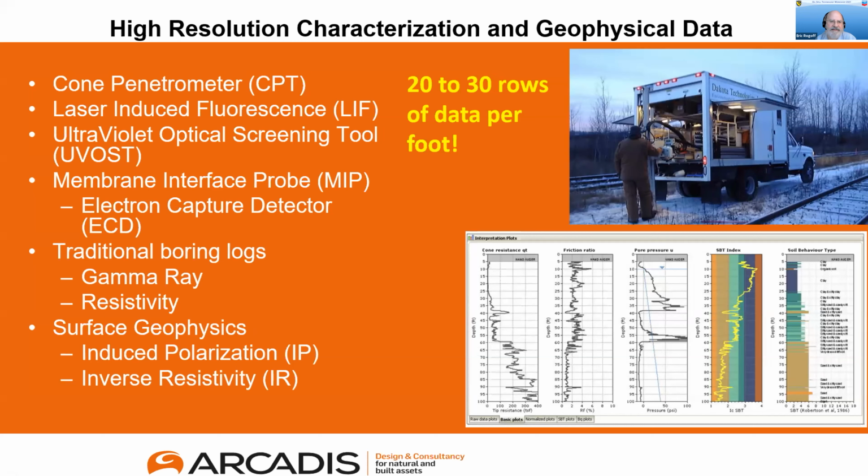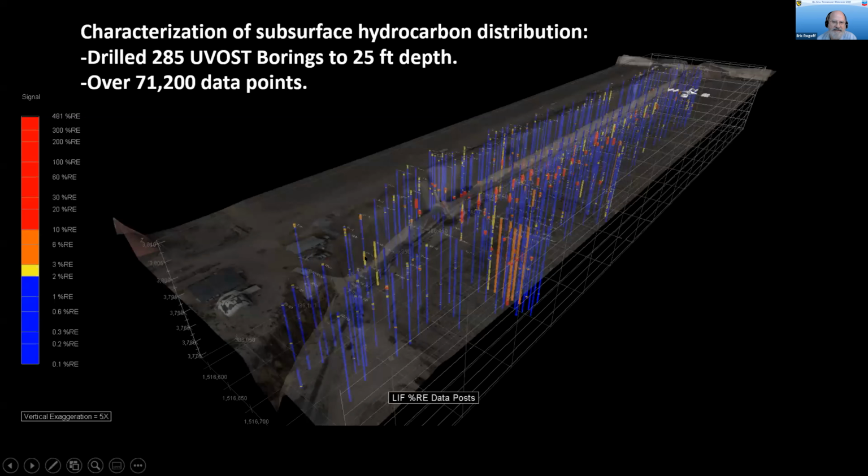Going a little bit into some of the high resolution characterization and geophysical data, this project used an ultraviolet optical screening tool, which gives you a tremendous amount of data. It's 20 to 30 rows of data per foot. We'll also be able to do things with adding in boring logs or surface geophysical surveys or downhole surveys as well. So I'll show you the Fordham in a minute.